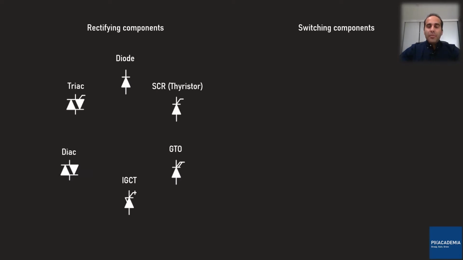Examples of switching components include metal oxide semiconductor field effect transistor or MOSFET, insulated gate bipolar transistor or IGBT, bipolar junction transistor or BJT, and MOS controlled thyristor or MCT.